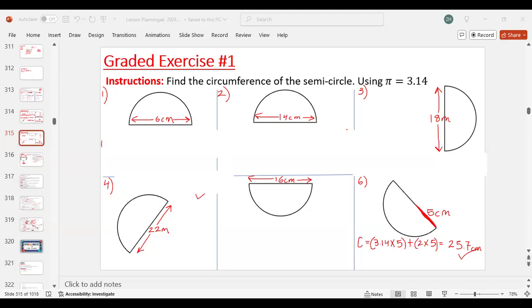For those of you who are finished with the quiz, I need you to take a picture of your quiz grade and send it to me. And I also need you to work on the questions that are on the screen.